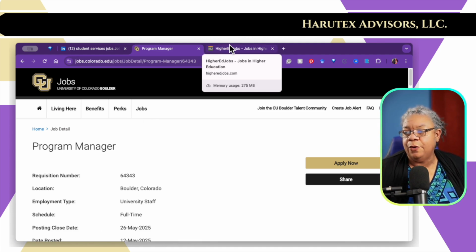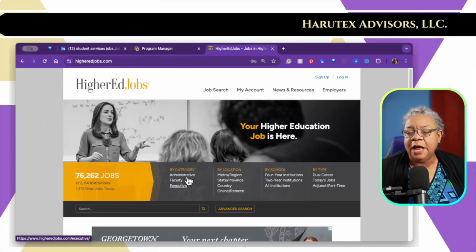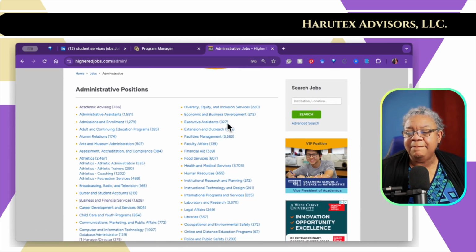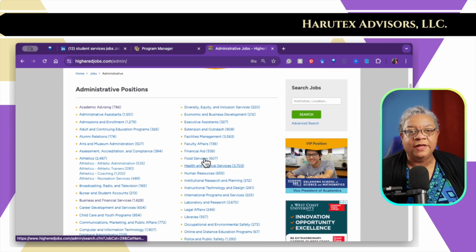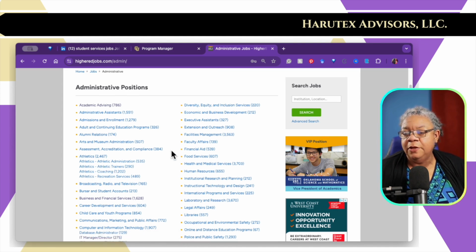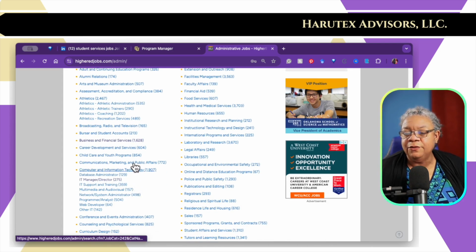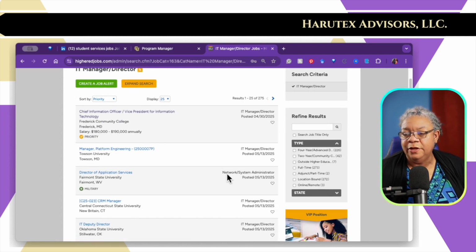what positions are open. And then I'm going to show you on HigherEdJobs, where you're going to look here is under administrative positions, and then it lists it based on the division or the area. So there's faculty affairs if you want to work in that. Athletics, if you want to work in athletics, here is where you find coaching jobs. The bursar financial services area, computer information technology.